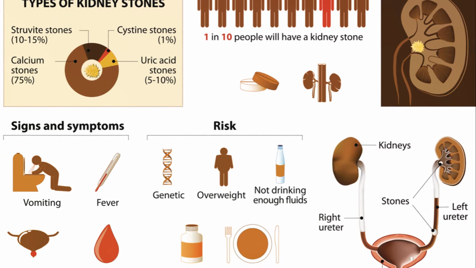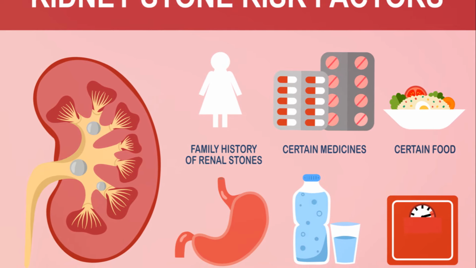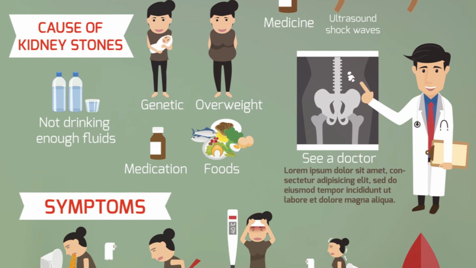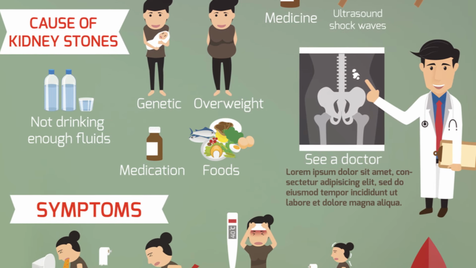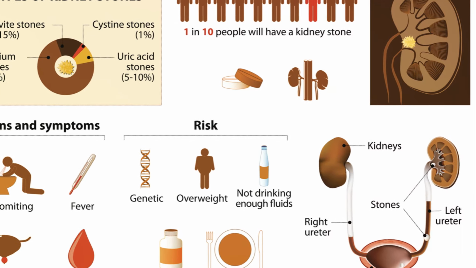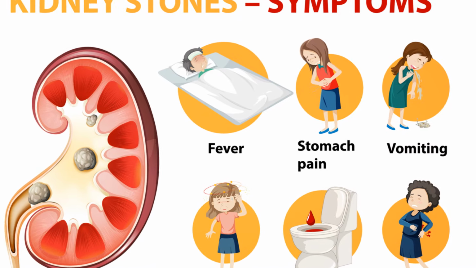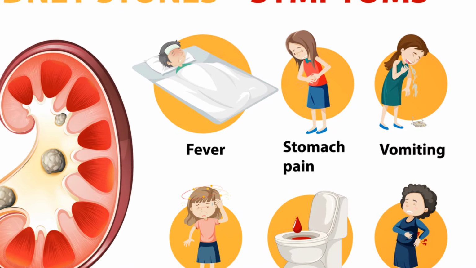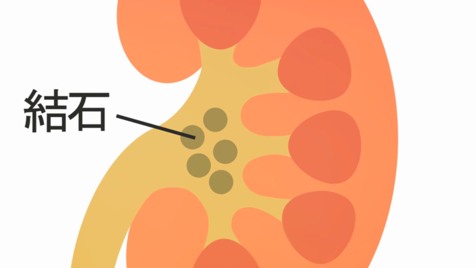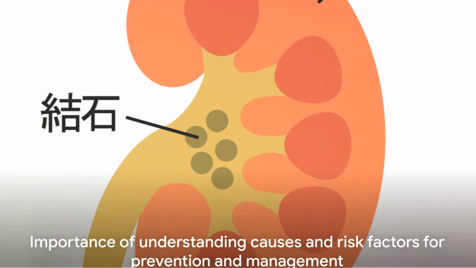Now let's talk about risk factors. A family history of kidney stones can increase your chances of developing them. Dehydration, diets high in protein, salt, or sugar, and obesity are also risk factors. Additionally, certain digestive diseases and other medical conditions like renal tubular acidosis, cystinuria, and hyperparathyroidism can contribute to the formation of kidney stones. Understanding these causes and risk factors is vital.